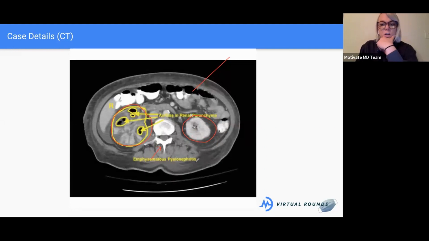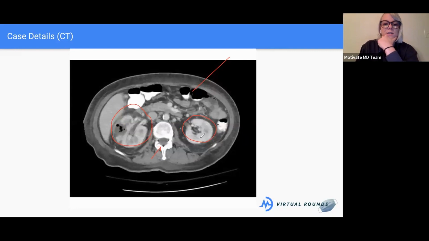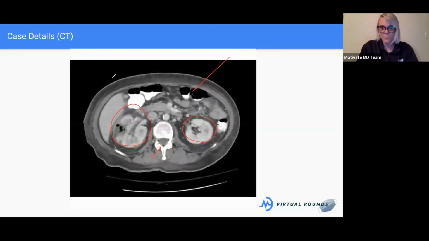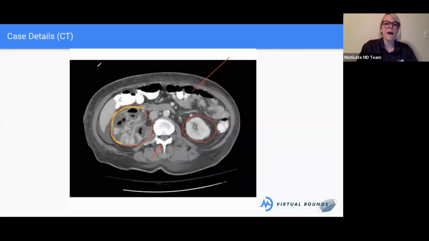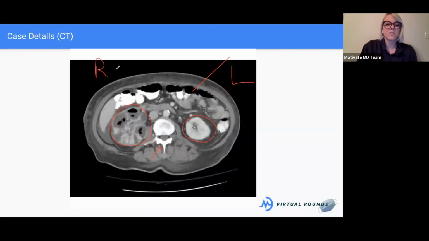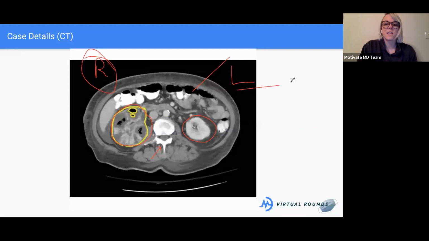But if you want a normal comparison, remember, when we're looking at this, we're looking at the patient from the feet up. So everything's backwards. What looks like our left is actually the patient's right, and this is the left, because we're looking up through their feet, basically. So this is actually the patient's right kidney, and this is their left kidney.